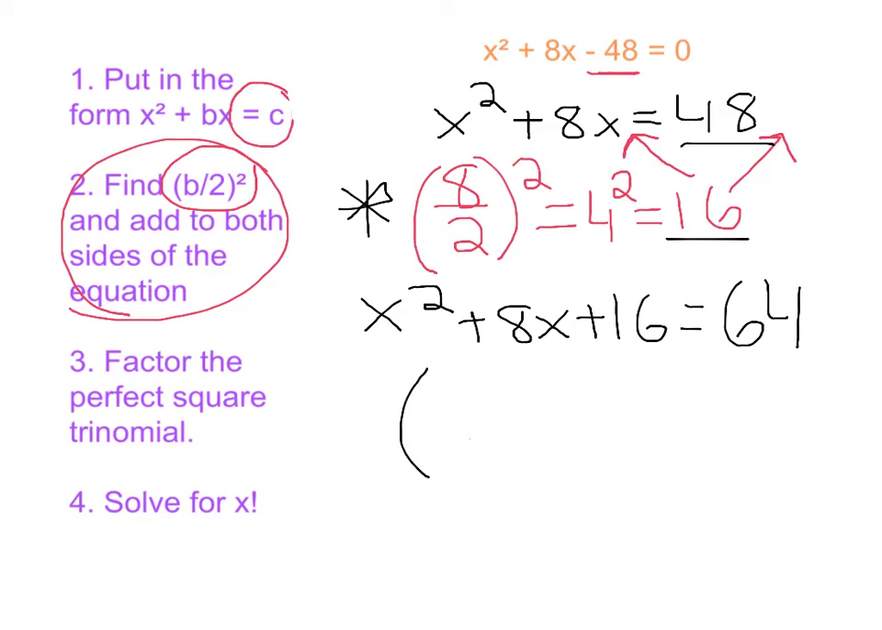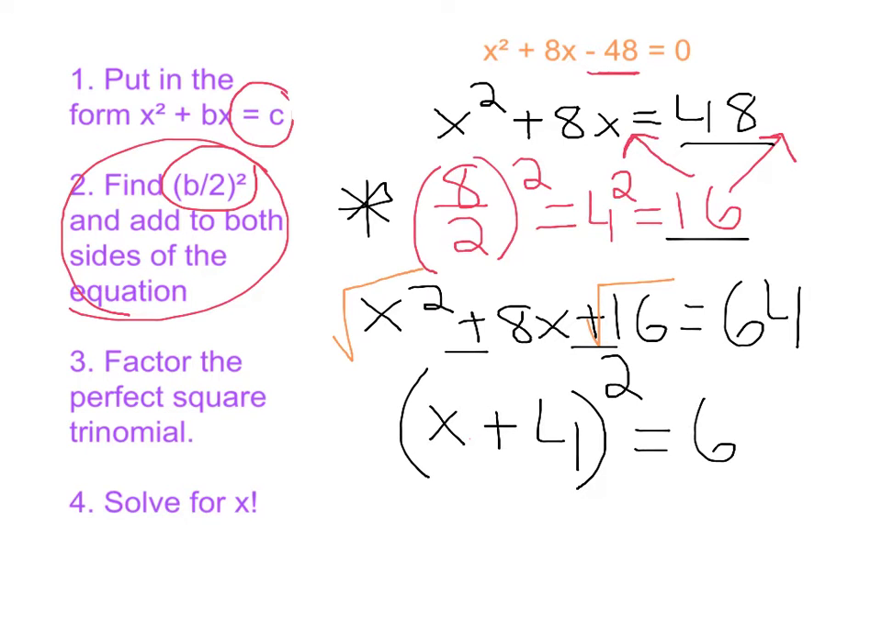When you factor a perfect square trinomial, it always ends up being a binomial squared. And then to fill in the blanks, the square root of the first term, x squared, is x. The square root of 16 is 4. Check your signs. Since everything is a plus sign, we have a plus sign here. And then it's still equal to 64. So we factored the perfect square trinomial. Now all that we have left is to solve for x.